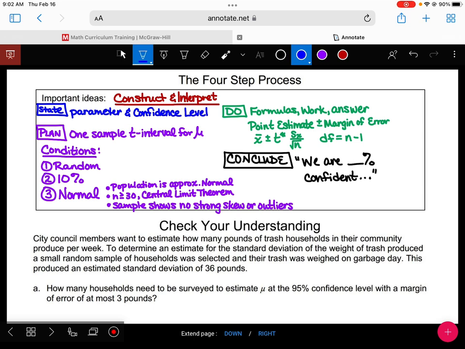All right, so the 4-step process. This is exactly the same type of process that we did when we were doing confidence intervals for parameters. We need to state our parameter, so we need to define it, and state what confidence level we're using. The name of the test here would be a 1-sample t interval for mu.